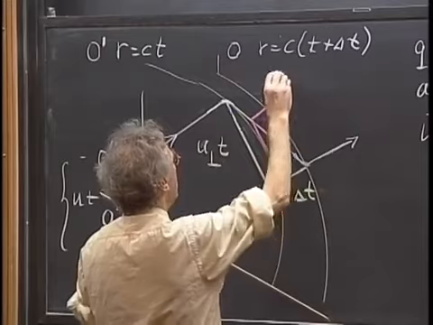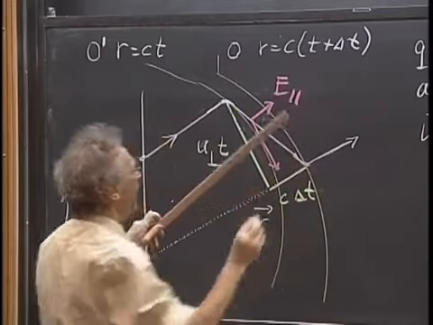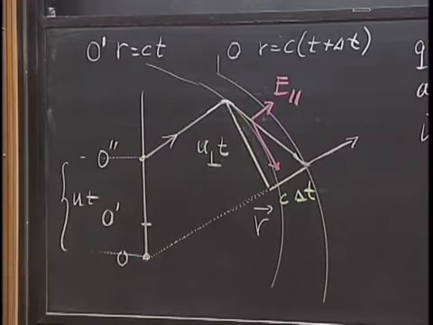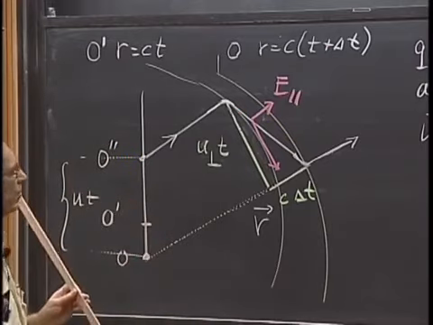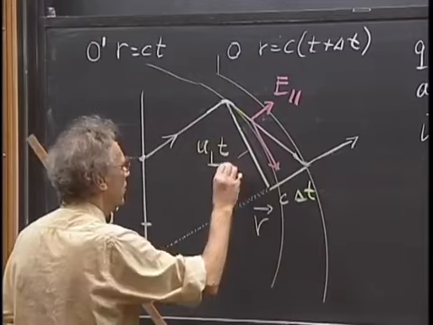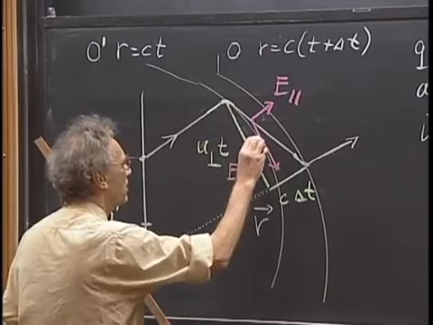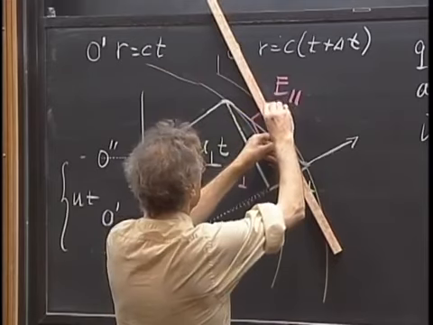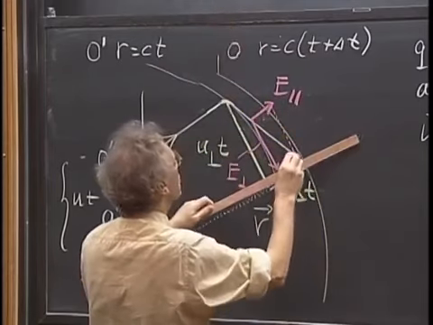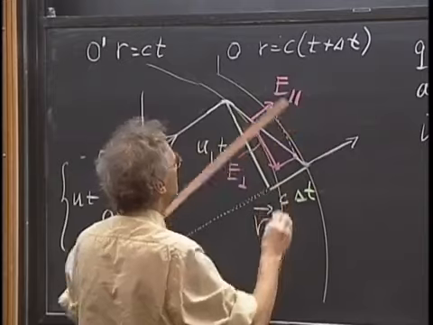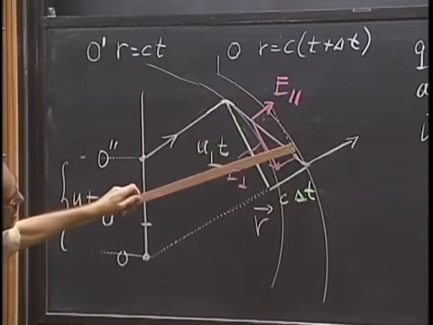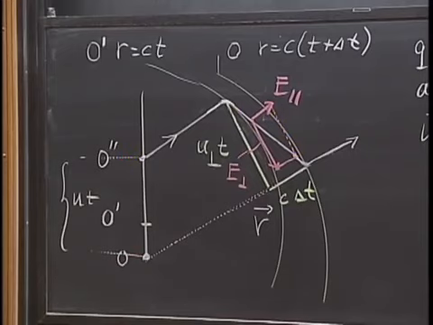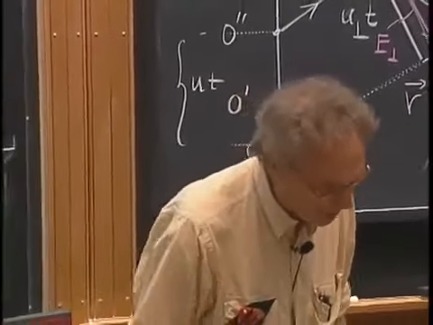And I call this one E parallel. My notation parallel always means parallel to r, and my notation perpendicular always means perpendicular to r. And so this would be called E perpendicular. And this line here is a triangle. This triangle that you see here is congruent with this green one. That's why I gave you the dimension of the green one.